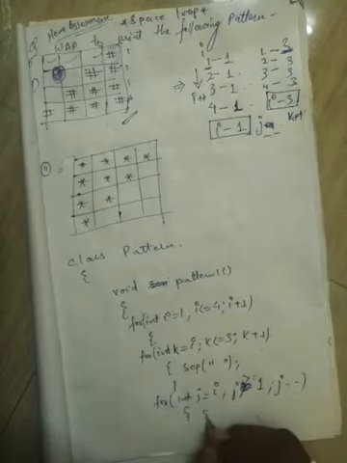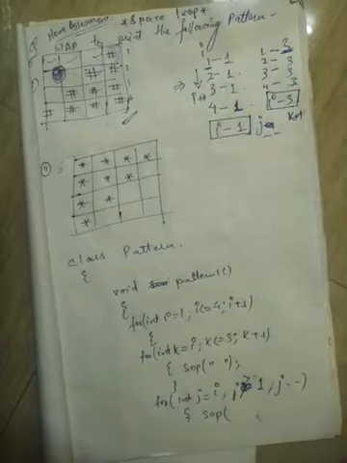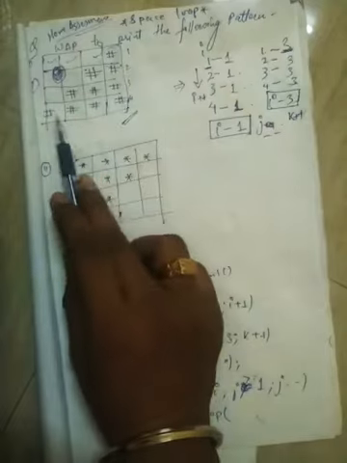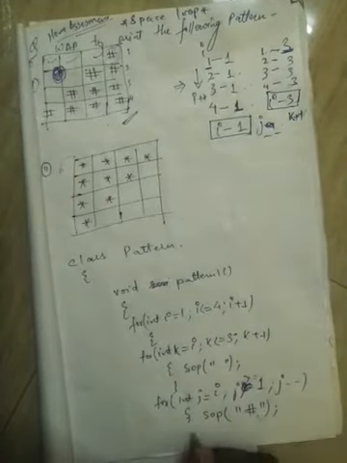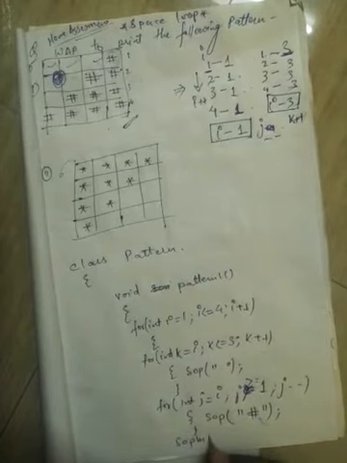And here we'll print SOP. What do we have to print here? We have to print hash, all the places we have hash. So hashtag will print in all the places. Okay, and then SOP ln.